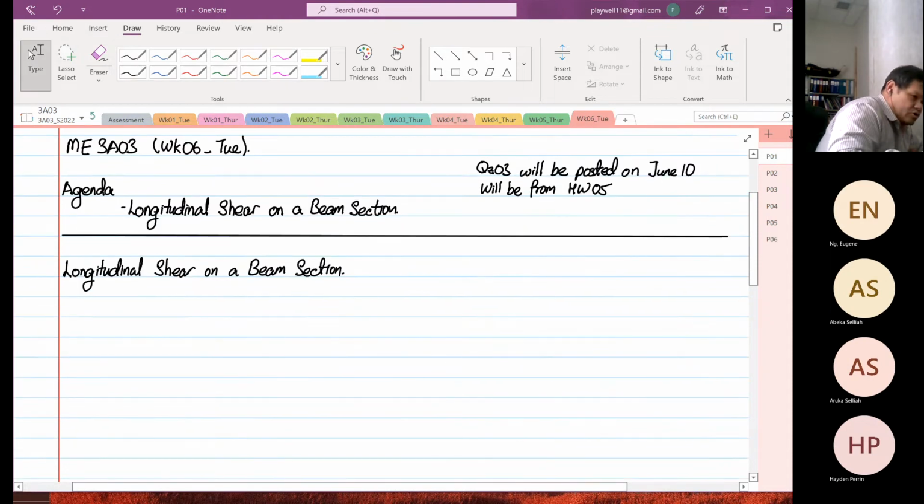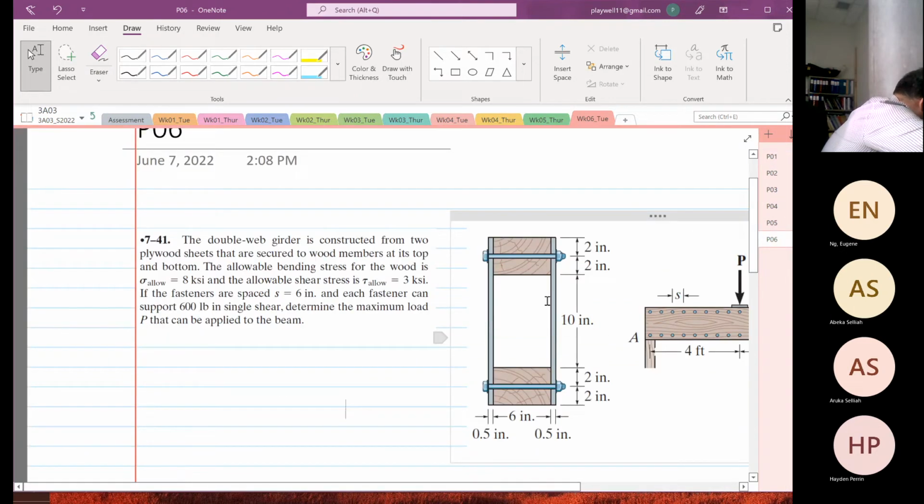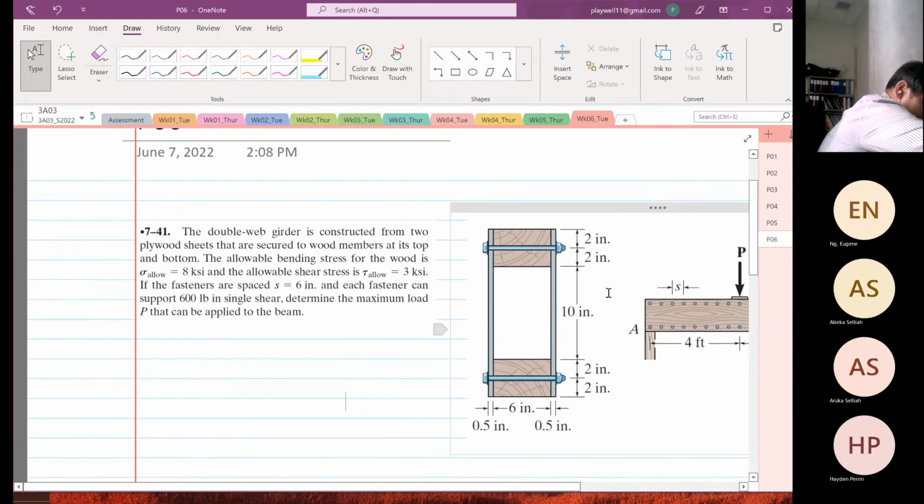Okay, so I'm going to take some of the images or figures that I posted on Avenue to Learn. So you can get all these images on Avenue to Learn.